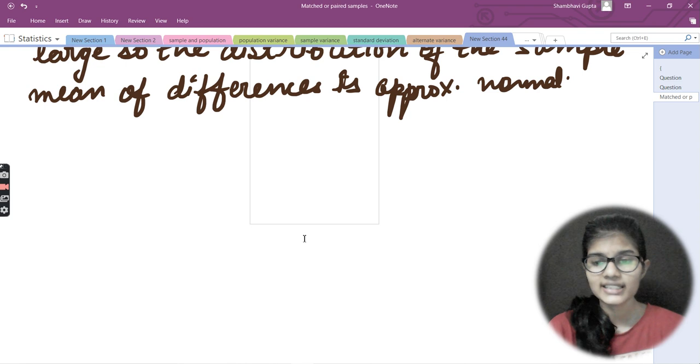Now, the population mean for the difference is tested using a student's t-test for a single population mean. After finding the differences, that is the data, we take the population mean for the difference, and that is tested using the student's t-test for a single population mean, which has n minus 1 degrees of freedom. Here n is the number of differences.